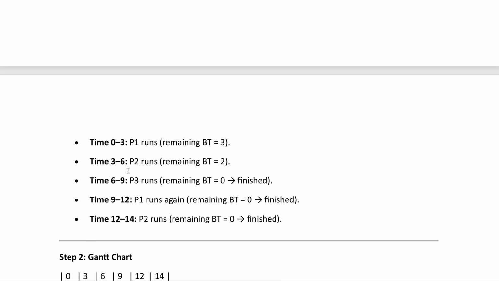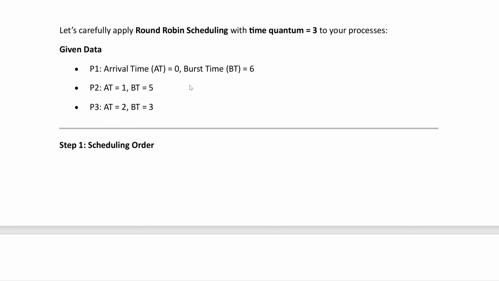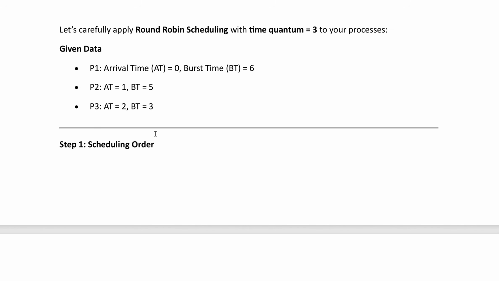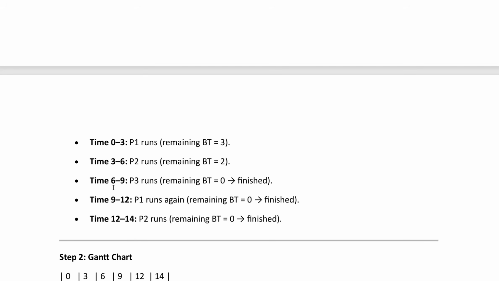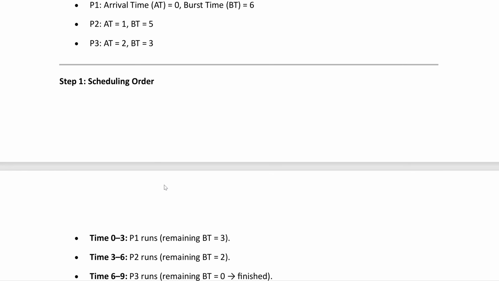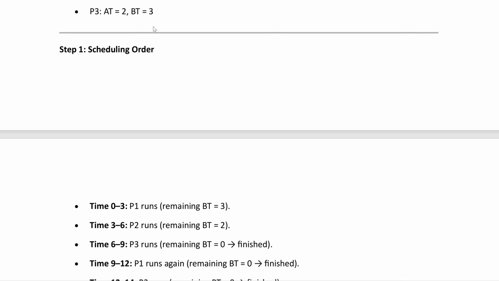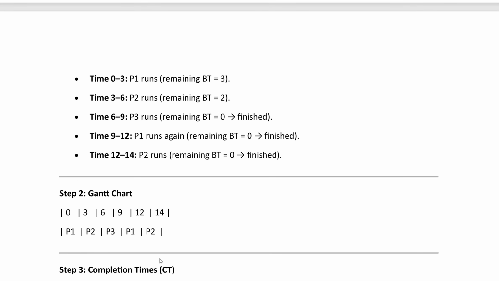So from time 0 to 3, P1 will run. Time 3 to 6, because the time quantum is fixed at 3, P2 runs. 6 to 9, P3 runs. Then the remaining time will be executed. The burst time of P1 is 6. It has already executed for 3 units. So now P1 will again run for 3 units, that is from 9 to 12. And then P2's remaining 2, that is 12 to 14, and P3 has already completed its entire 3 units of burst time, right?